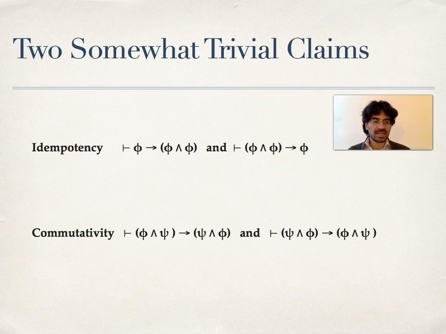This is a rather trivial claim, as you can see. Or commutativity, namely that phi and psi implies psi and phi. So this is an inversion of the conjuncts, where what comes first comes second, and what comes second comes first. So this is the property of commutativity. Now, we can see that we can construct derivations that establish these rather trivial claims, and in doing that we can see how the rules of derivation can be used and applied.